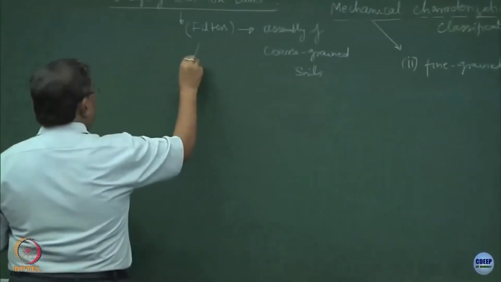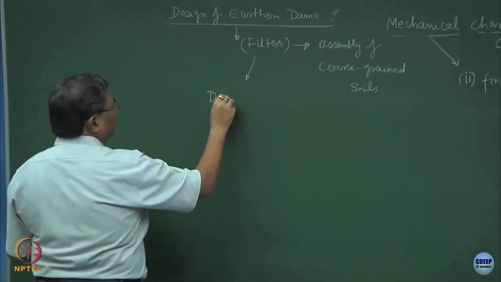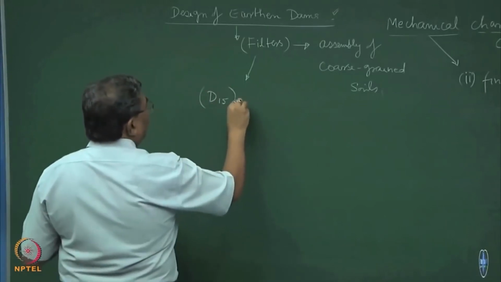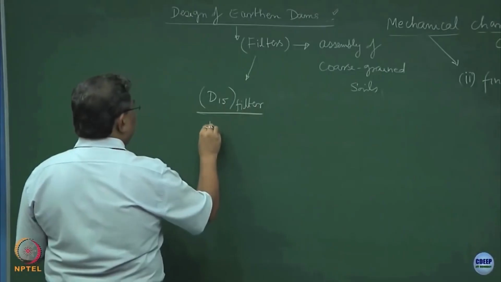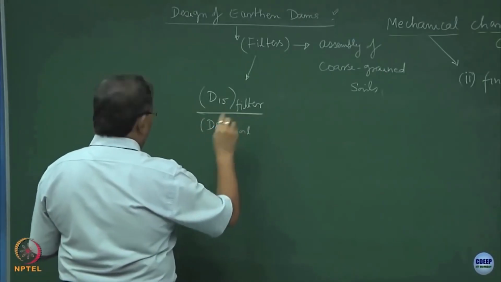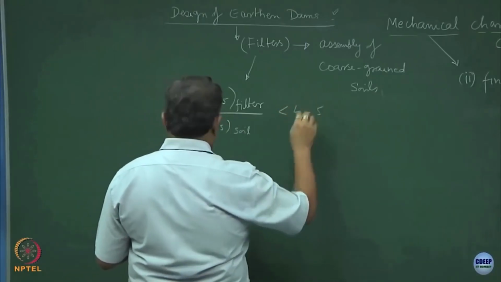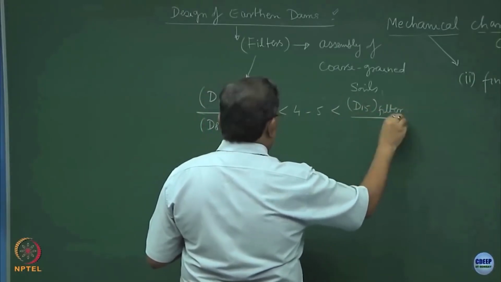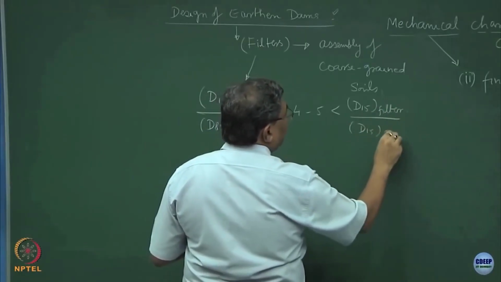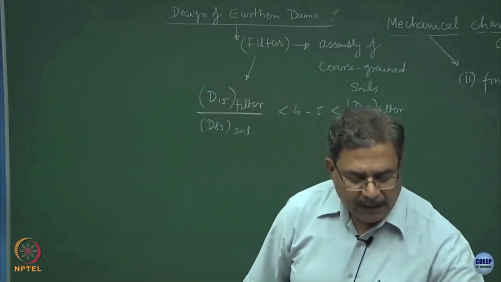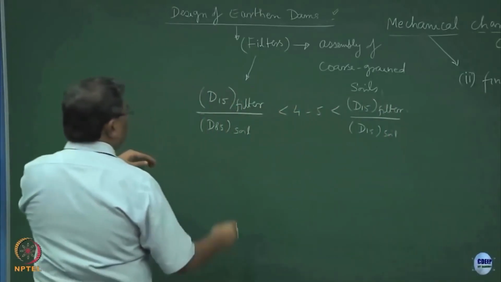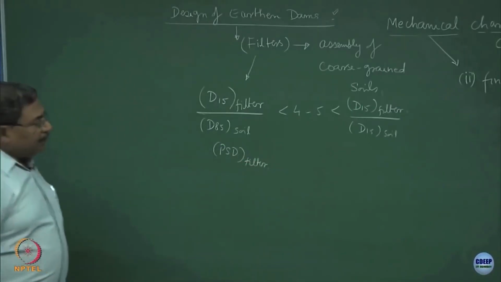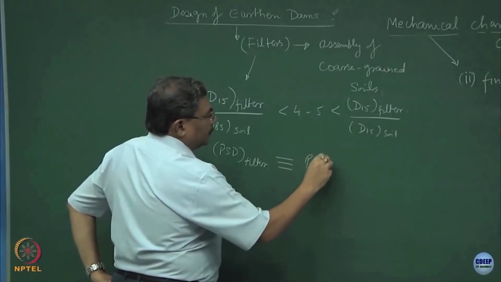When you design filters, do not try to mug this up, it is all available in the codes. As a designer you will be getting codes which you can use. This is just to showcase the application of the particle size characteristic curve: D15 of filter divided by D15 of soil, one of the guidelines to design the filters. The second guideline is that the particle size distribution curve of the filter material should resemble the particle size distribution of the soil.